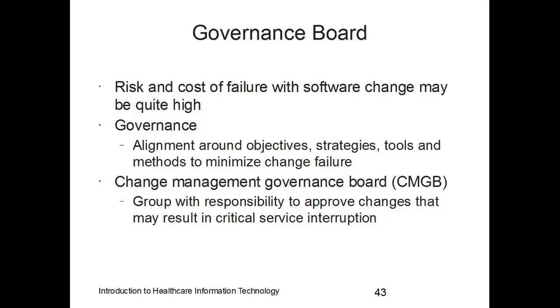So this goes to governance, which is the alignment around objectives, strategies, and tools and methods to minimize the change failure. And the group that is charged with the responsibility to approve changes that may result in a critical service interruption is a CMGB, the Change Management Governance Board.